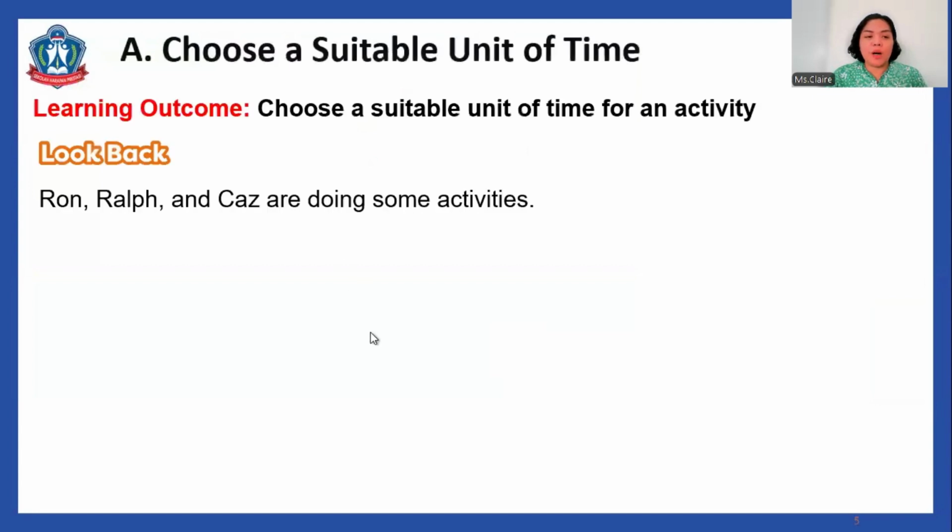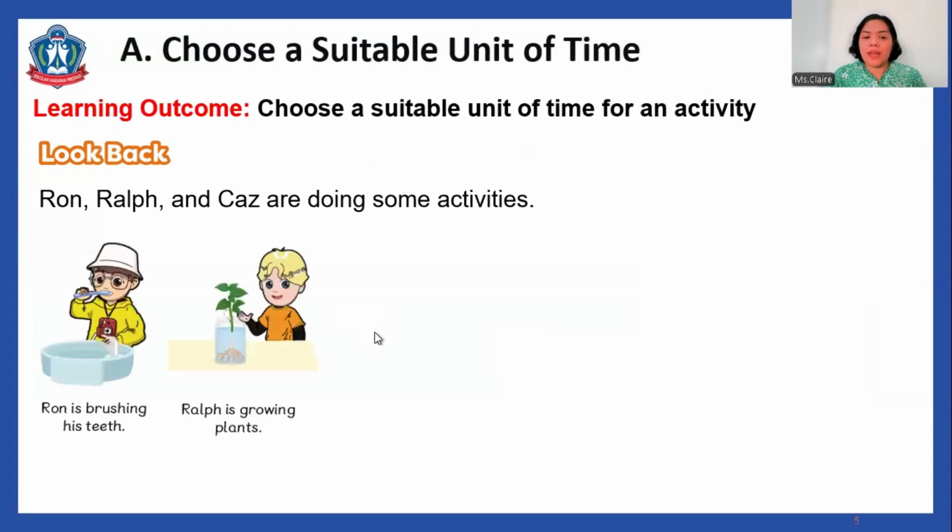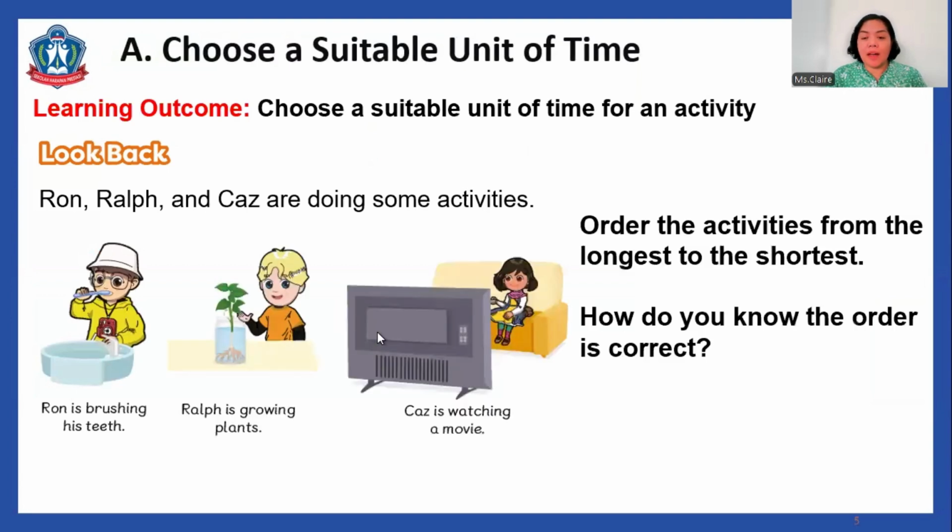I have here Ron, Ralph, and Kaz. They are doing some activities. So let's order the activities from the longest to the shortest. So which one do you think is the longest activity? Yes, it's the growing plants. Ralph is growing plants because it takes days. Others are weeks or months. It has the longer period of time.